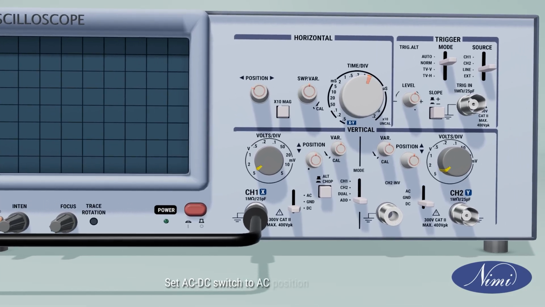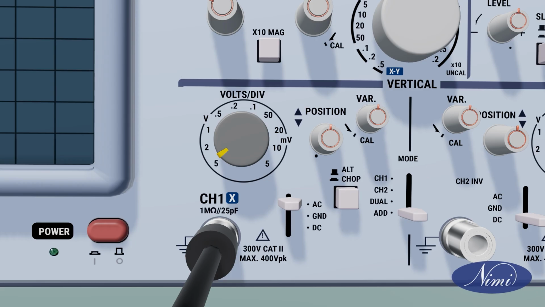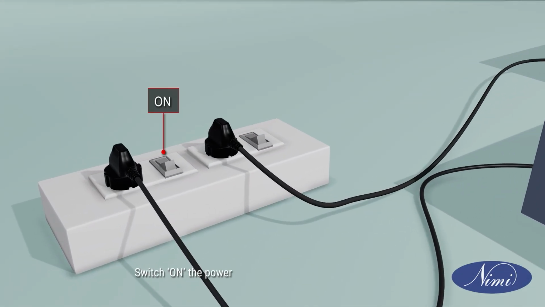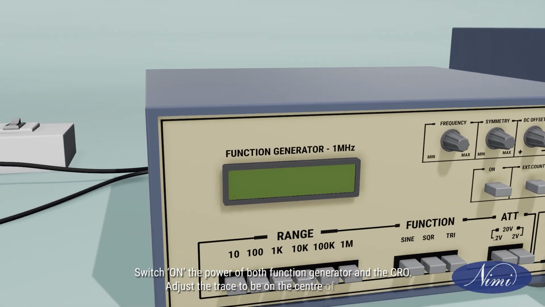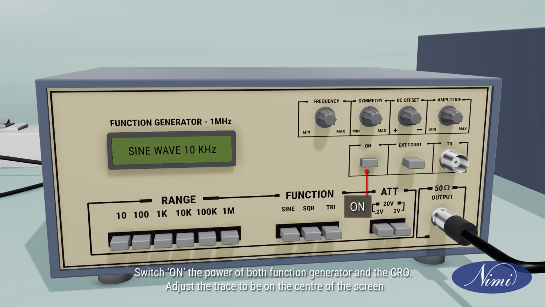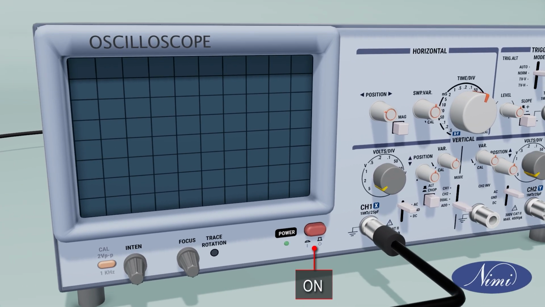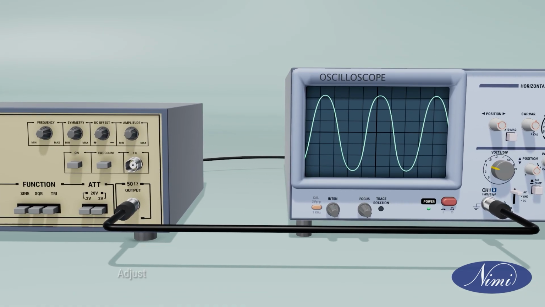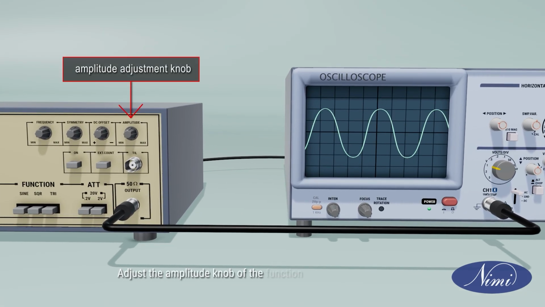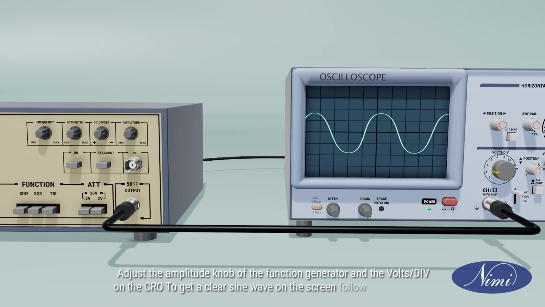Set AC/DC switch to AC position, out, in the CRO. Switch on the power of both function generator and the CRO. Adjust the trace to be on the center of the screen. Adjust the amplitude knob of the function generator and the volts per division on the CRO to get a clear sine wave on the screen. Follow the illustration.